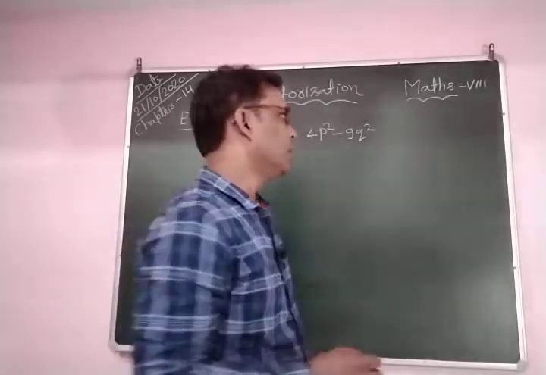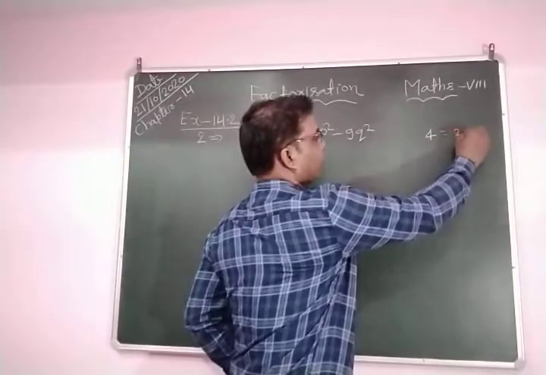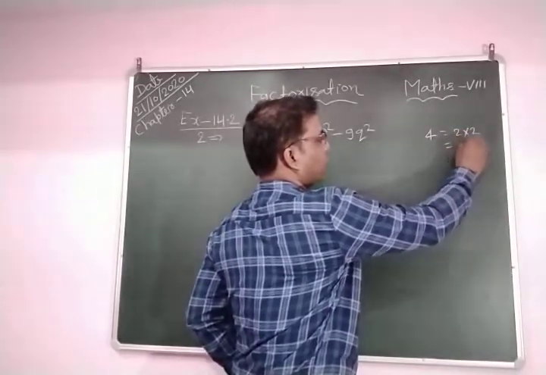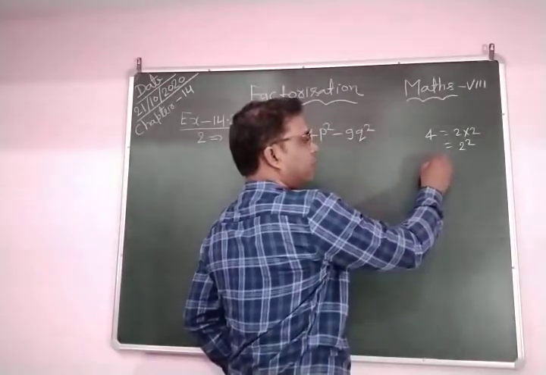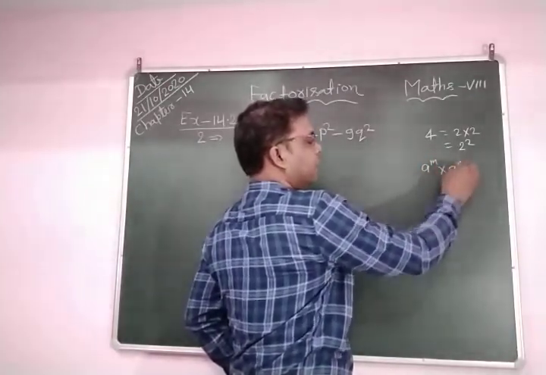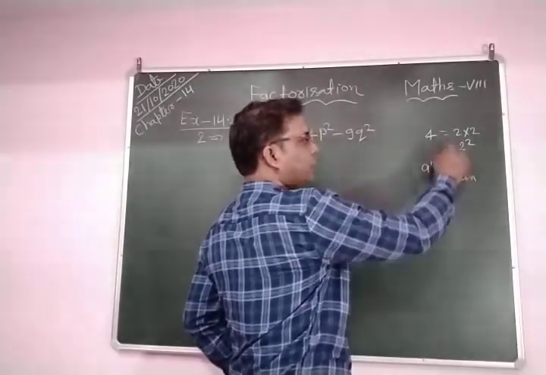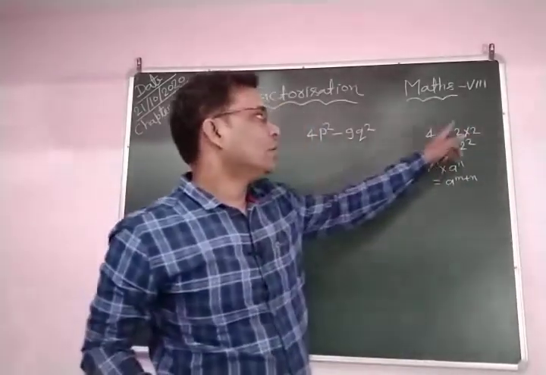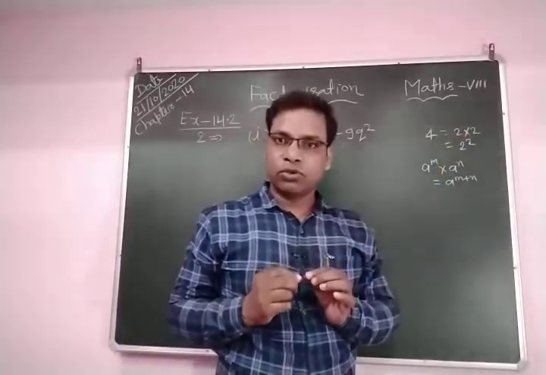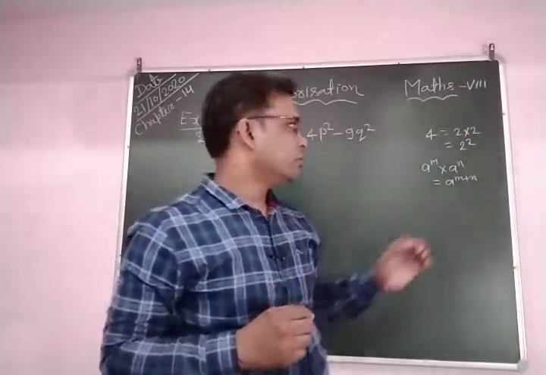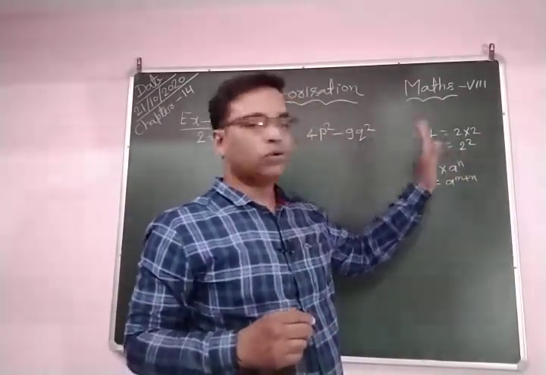Students, you know very well, you can write 4 is equal to 2 into 2. This is equal to 2 power 2, because you use this identity, the law of exponents: a power m into a power n is equal to a power m plus n. So here you can see 2 power 1 into 2 power 1 becomes 2 power 1 plus 1, so you can write it 2 power 2. It means that you can write 4 is equal to 2 power 2.